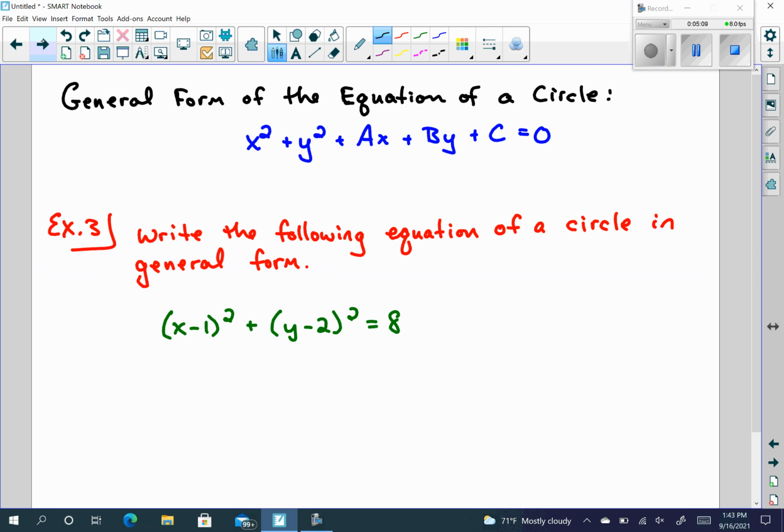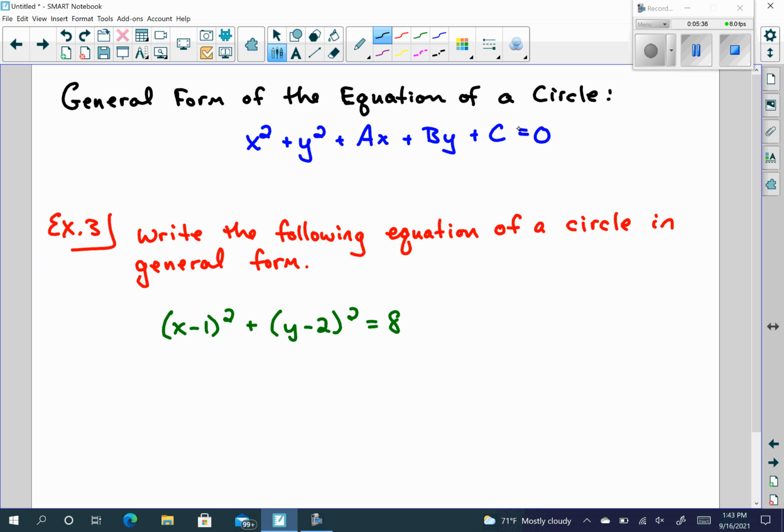All right, next we're going to take a look at, we know the standard form of the equation of a circle. Here is the general form where we don't see any quantities, we don't see any parentheses. So the general form of the equation of a circle is x squared plus y squared plus ax plus by plus c equals 0. Now for this to be a circle, we definitely need to see an x squared term and a y squared term. The x, y, and c terms may be there, they may not be there.